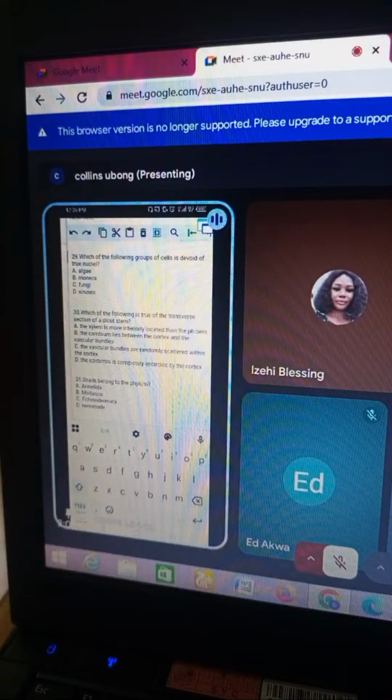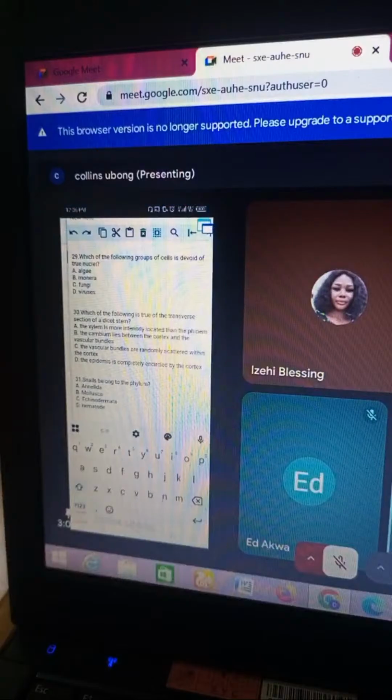Number 30, which is the last one we're going to take for today. Which of the following is true of the transverse section of a dicot stem? The xylem is more internally located than the phloem.